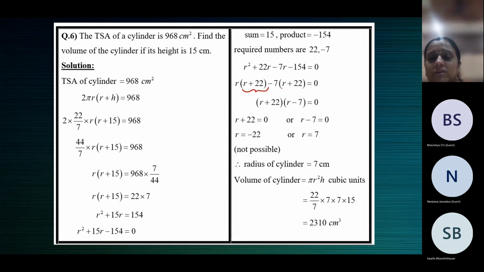Write this common expression r plus 22 once, and then write these two together, r minus 7, in the other bracket. Why do we write it like this? Because r plus 22 into r is the first term here, r into r plus 22. Then minus 7 into r plus 22 is the second term. This is equal to 0.